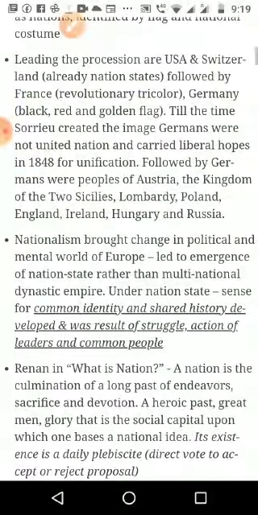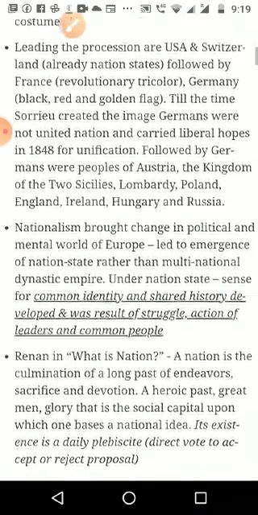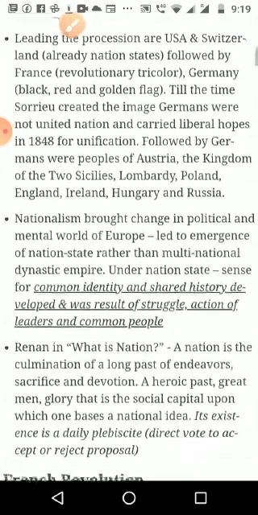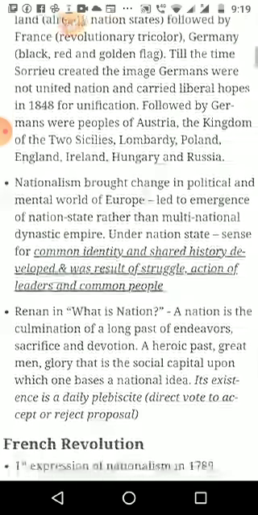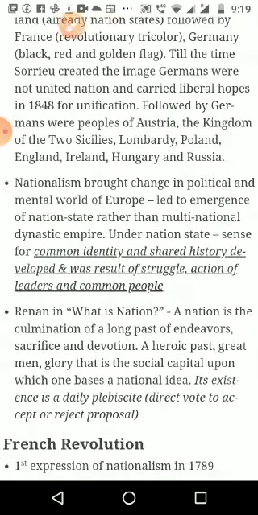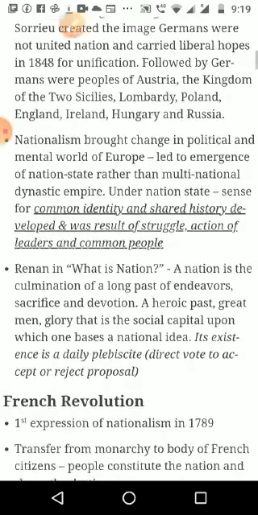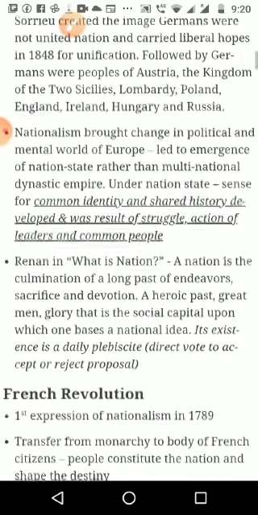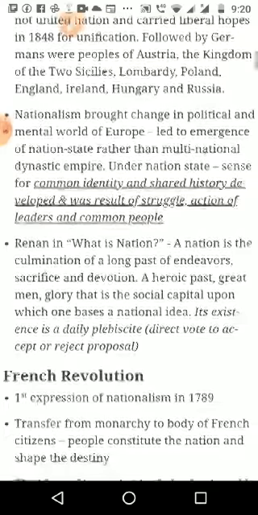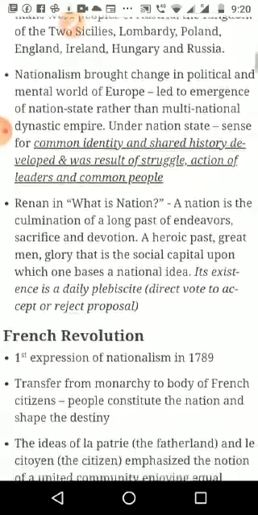Leading the procession are the USA and Switzerland, already nation states, followed by France with the revolutionary tricolor flag, and Germany with the black, red, and golden flag. At the time, Sorrieu created an image of Germany as not yet a united nation, carrying liberal hopes in 1848 for unification. Followed by the Germans were the people of Austria, the Kingdom of Two Sicilies, Lombardy, Poland, England, Ireland, Hungary, and Russia.